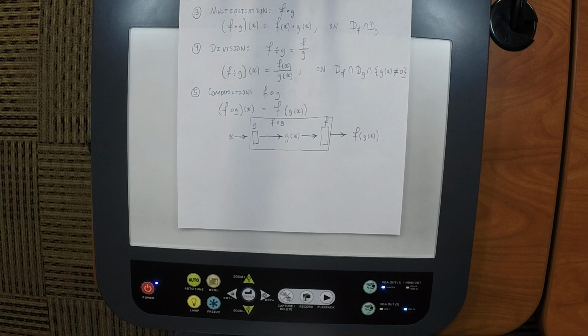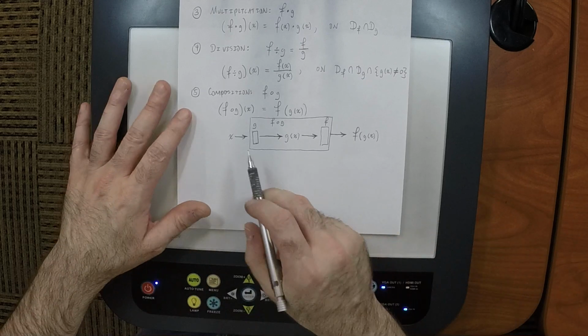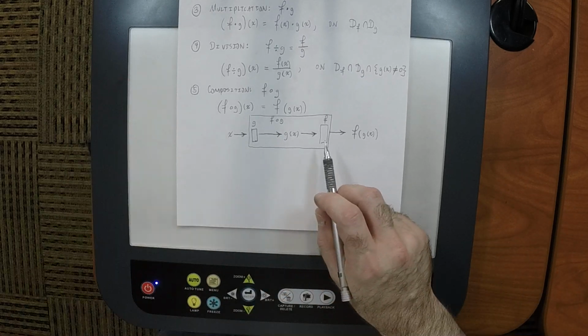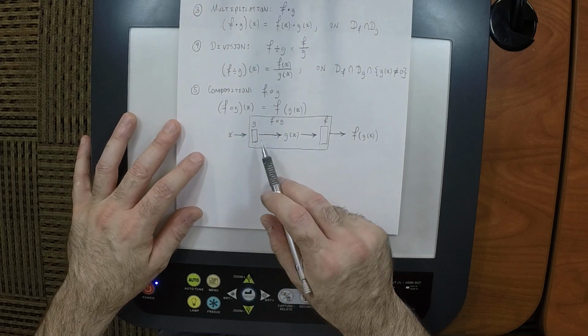And just like we alluded to last time, the reason why this is going to be an important point of view is because it's like an assembly line. You're saying, first you do this.